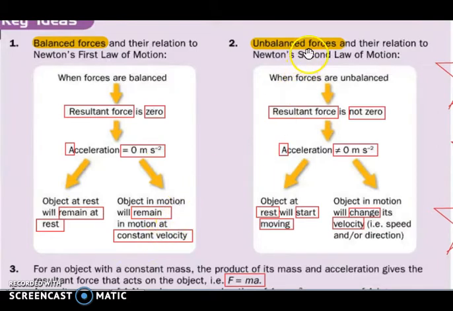Newton's second law is on unbalanced forces. Unbalanced forces means resultant force is not zero. It means that there is acceleration. Acceleration cannot be zero. So in other words, an object at rest will either start moving or change its velocity. In other words, it will either accelerate or decelerate. And Newton's second law is covered by this relationship, F equals ma.